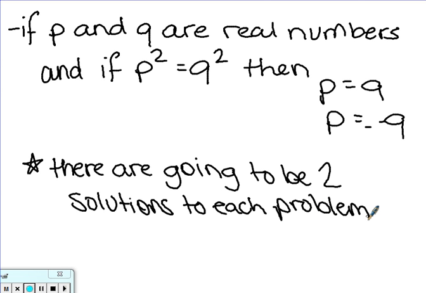Also keep in mind when you're solving for a variable in an equation that whatever you do to one side, you have to do to the other. Let's look at some examples. Example 1.